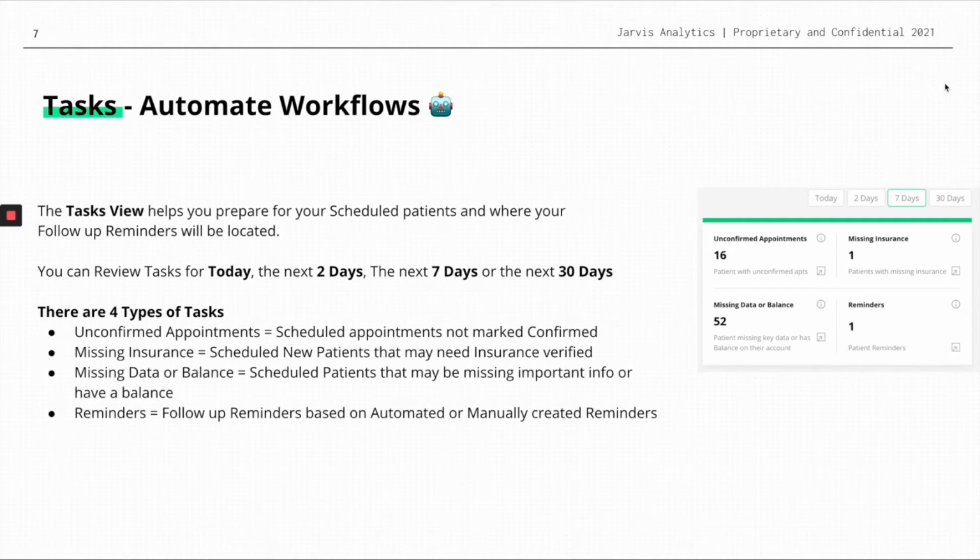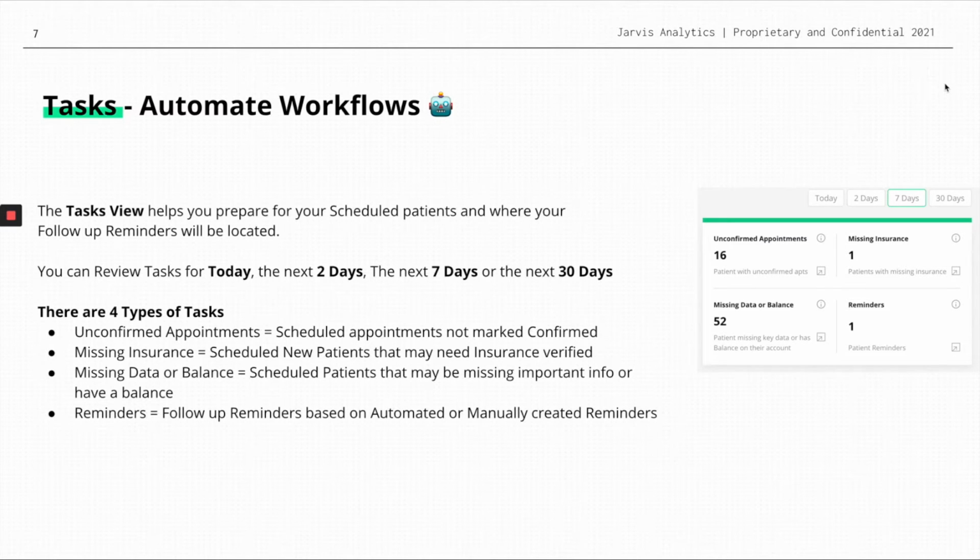There are 4 types of tasks that you can take advantage of in this view. The first one, unconfirmed appointments, shows scheduled appointments that are not yet marked confirmed in the practice management system. The second type, missing insurance, shows scheduled new patients that may need their insurance verified and attached to their account. Missing data or balance shows scheduled patients that are missing important key information or have a balance on the account that you should research in advance of their appointment.